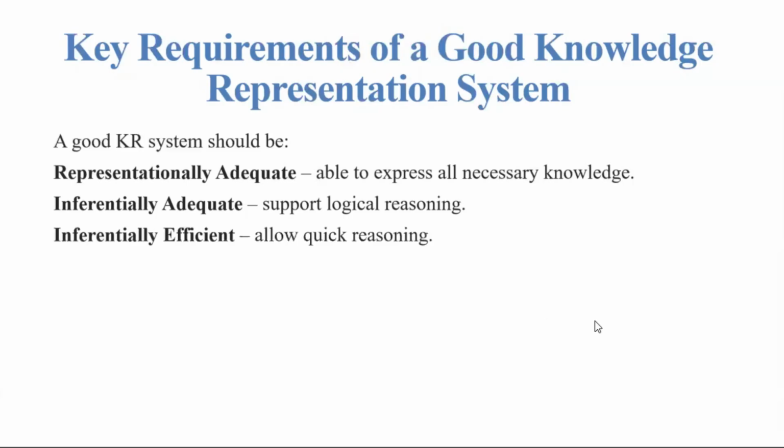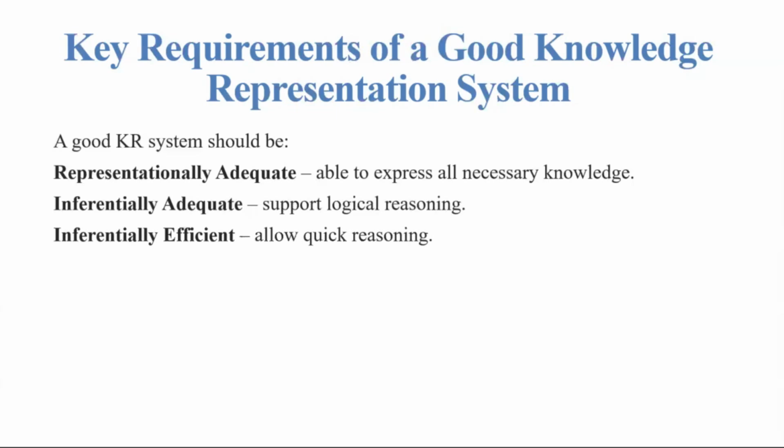The next one is inferential efficiency. The second one was inferential adequacy. That is different. This is different, so let's see. Imagine you are using Google Maps to find the fastest route to your destination. Would you be happy if it took 5 hours just to calculate the route? Of course not. The answer should come quickly.